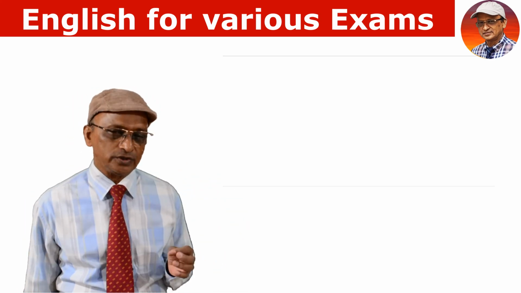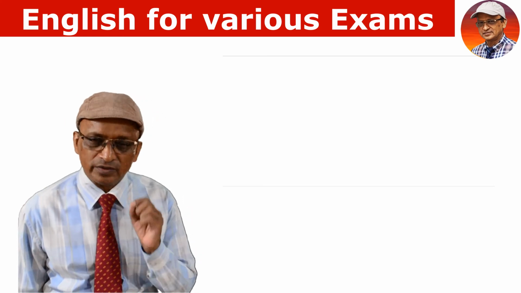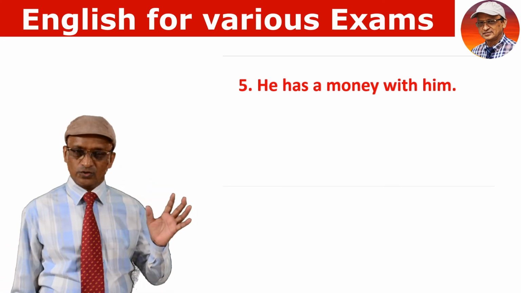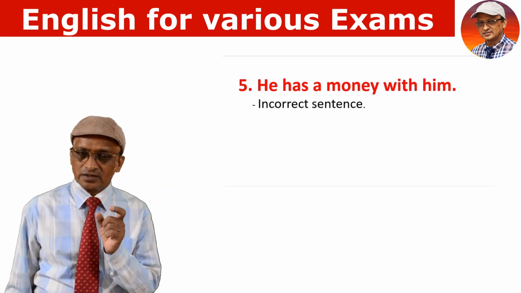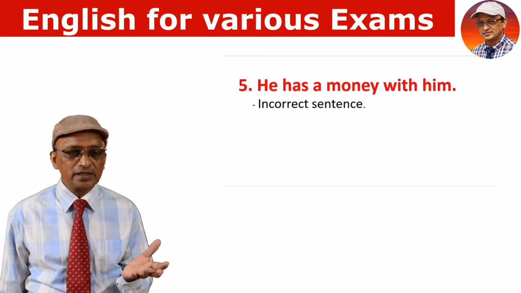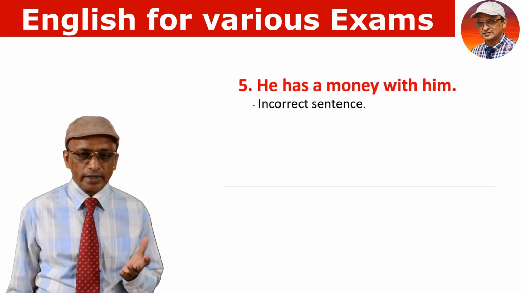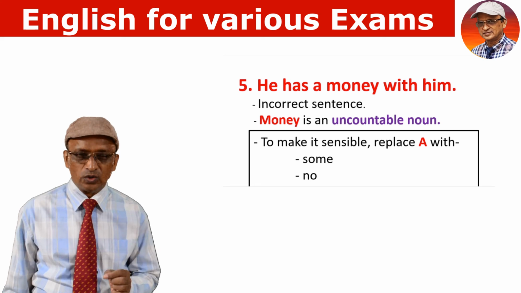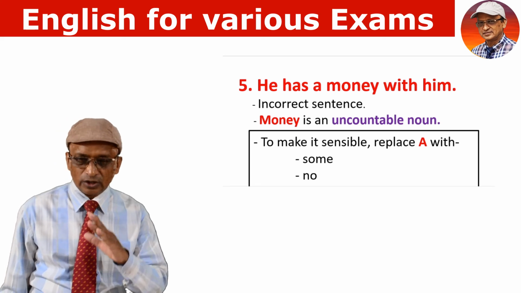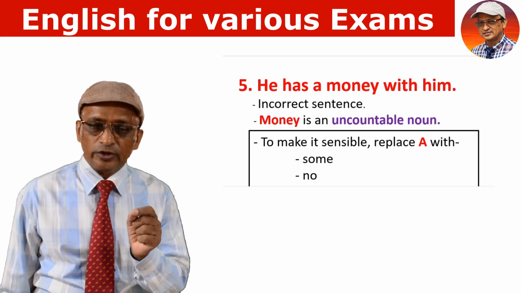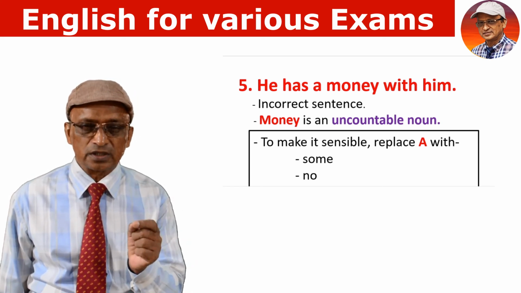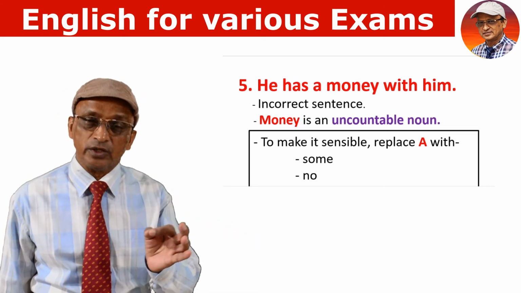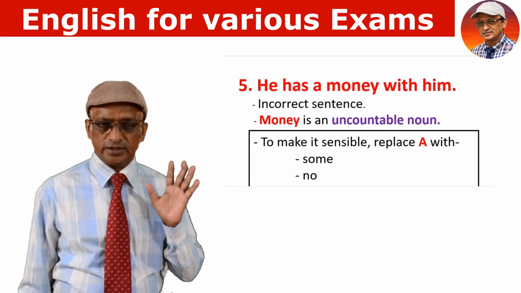And the last question. He has a money with him. A money with him. Is this sentence alright? No. This sentence is wrong because money is an uncountable noun and it is linked with an article A. That's why this is wrong. In order to make it correct, what we have to do? We have to use certain words like some or no in replacement of A. We have to take out A, and in place of A, we have to use the word like some. For example, he has some money with him, or he has no money with him, or he has huge money with him. This is the right sentence.